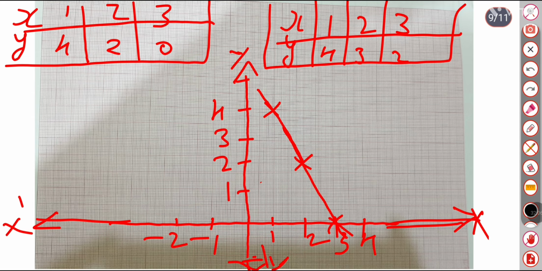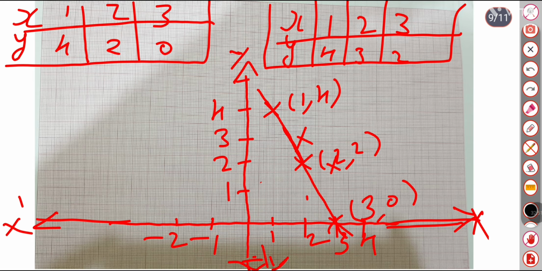From the next table, 1 is 4, again same, 1 is 4. You have to mark that 1 and 4, and this is 2 and 2. This is 3, 0. Second is 2. For 2 it is 3. For 2 x-axis is 2 and 3, and for 3 it is 2.